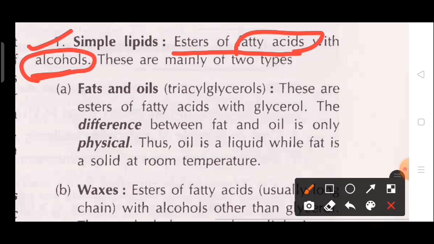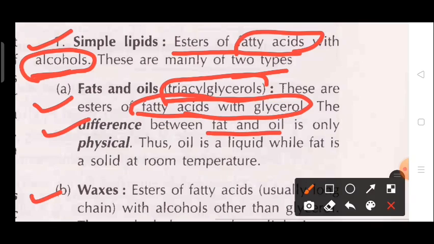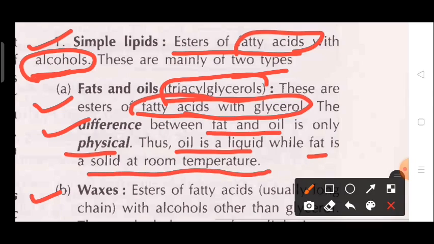Remember, there are two types: fats and oils, and waxes. Fats and oils are triacylglycerols. They are esters of fatty acids with glycerol. The difference between fat and oil is only physical. Oil is liquid while fat is solid at room temperature. This is the difference between oil and fat.